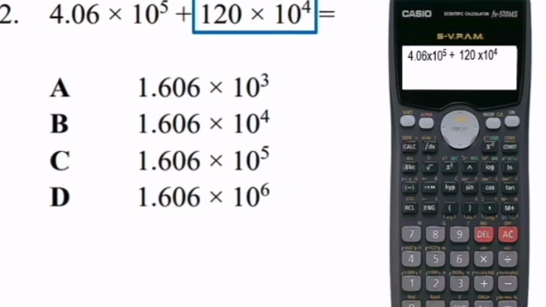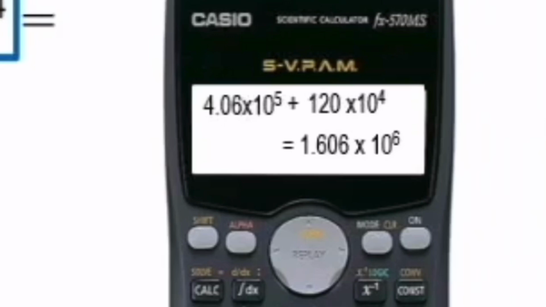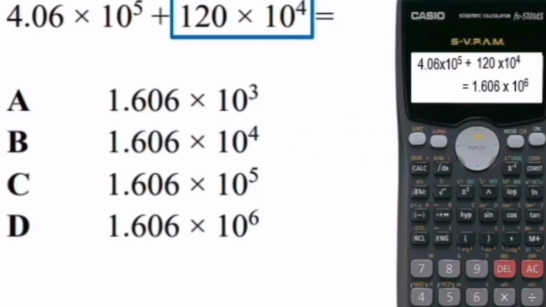Okay, I want to wait for the students who are still not ready yet. Okay, are you ready to get the answer? 1, 2, 3. Yes, I got 1.606 times 10 to the power of 6. Right. You got the answer like this. If not, then you have to rewind the video, then redo again, okay?